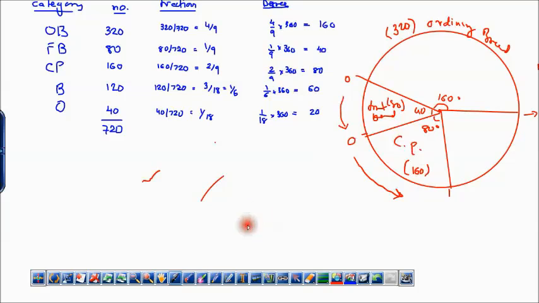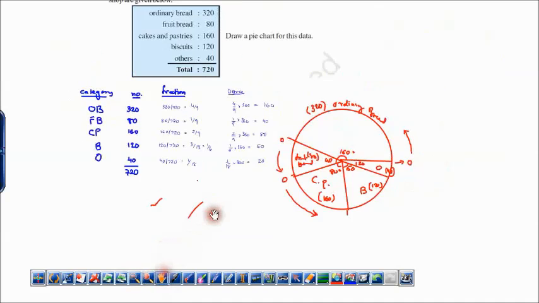Last is 60 degree. After drawing 60 degree, what remains at the end will automatically be 20. So this is 60, this is 20, this is biscuits, this is others. Biscuit is 120 and others is 40. That's how you draw the pie chart. Not difficult at all.